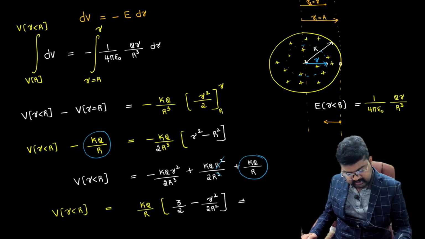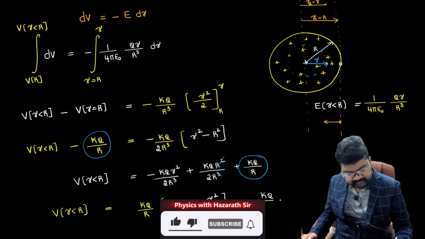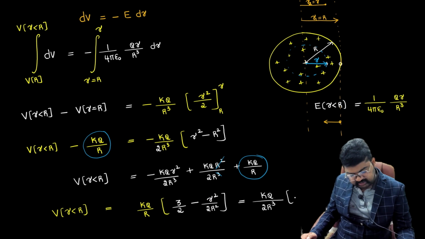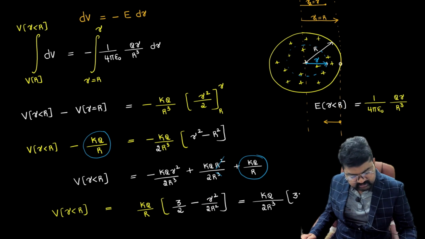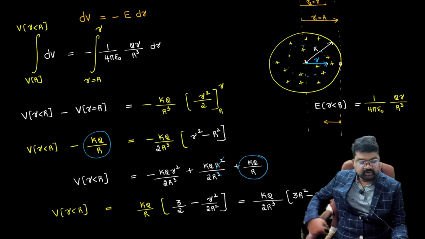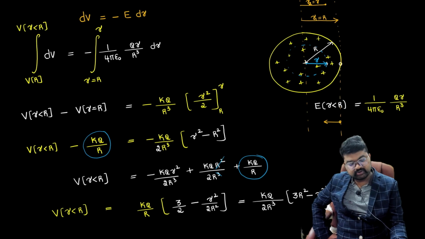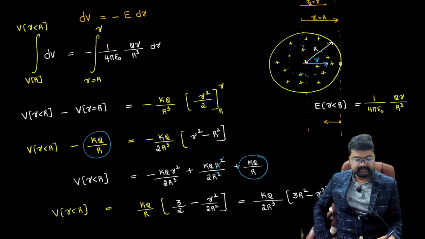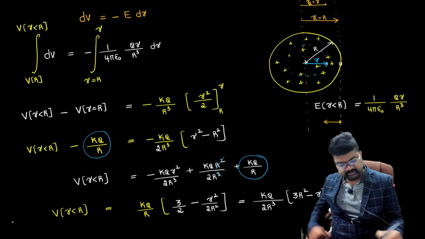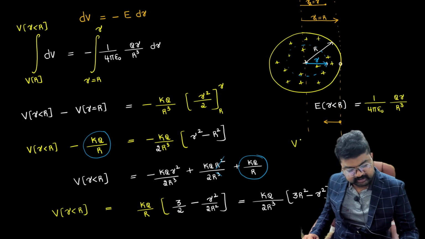Now here, taking the LCM of the entire 2R square, kQ by 2 times R cube. In that case 3 times R square minus r square will be coming. Put r equal to R, now we will get it. Okay? So what is the expression for V of r less than R?